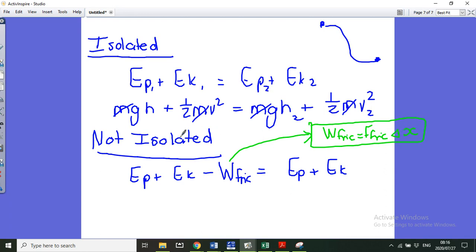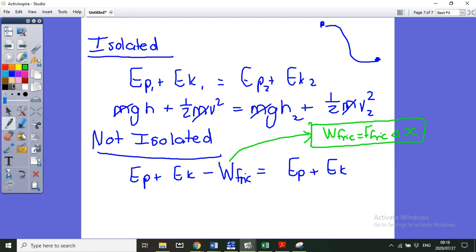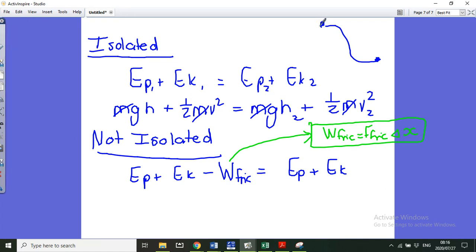So if it's not isolated and you're losing energy, you're doing the same type of calculation, but you're going to minus the work against friction. The other scenario would be if it's gaining energy. So now, if this object had an engine while it's sliding down, or we can make it go up if you want to, then it's got an engine. And so that means it's gaining energy from that engine. The system has an extra force acting on it, which is the engine.